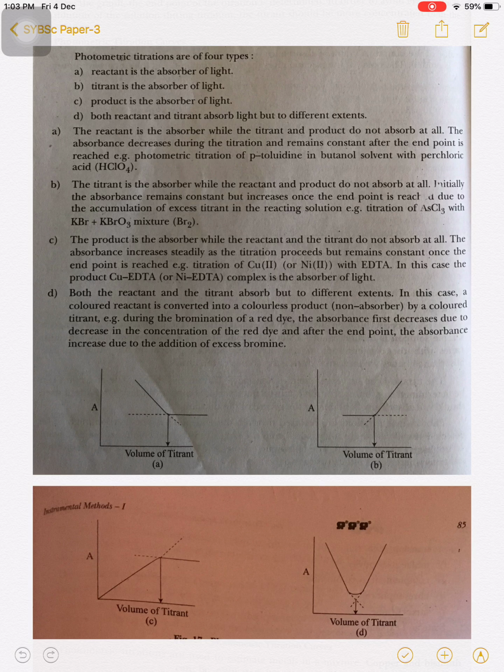Now see the last graph. It is a U-shaped graph.